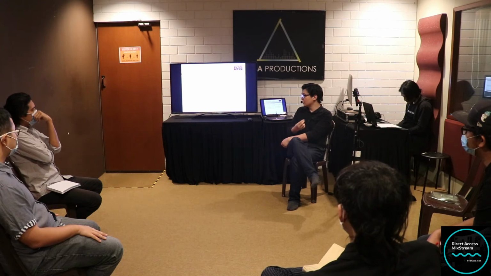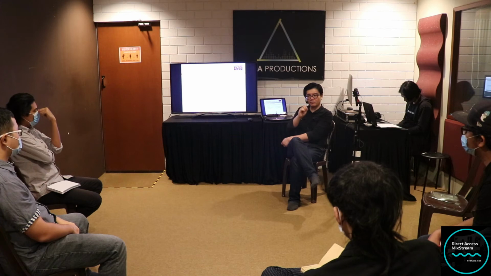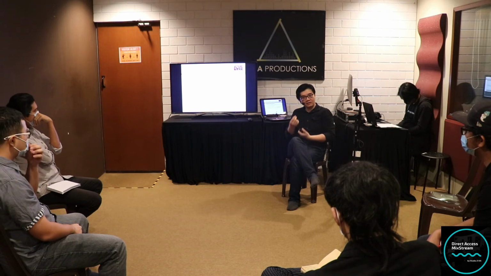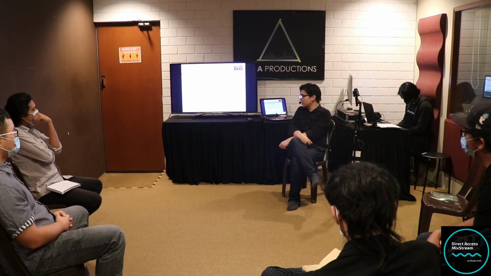The second function, which we're not really aware of, but is actually very important: you're taking all the inputs, whatever inputs you get. It could be an instrument, a microphone, a DI, and what the mixer actually does is convert them into the appropriate line level signal. This is very important, converting into a proper line level. Once you have proper line level, that can be sent to your DAW, to your converters and all that. Because again, this is another topic which we'll cover later today. I'm going to talk about meters and operating levels.